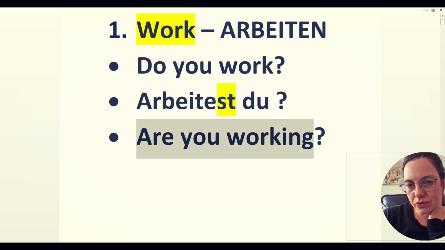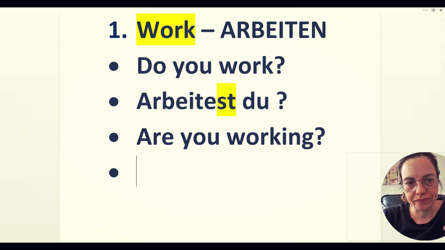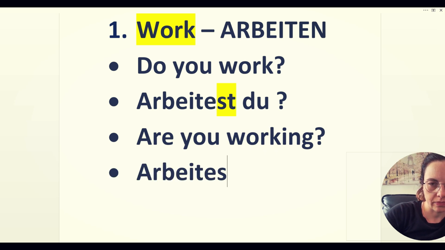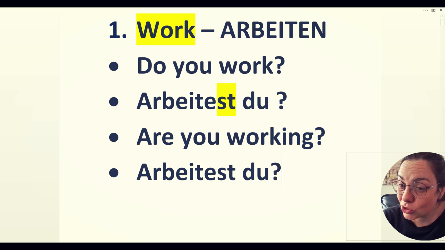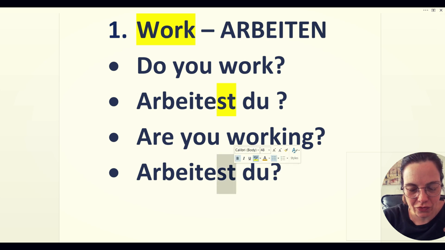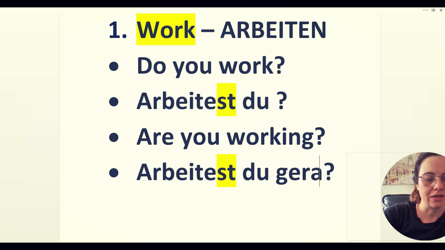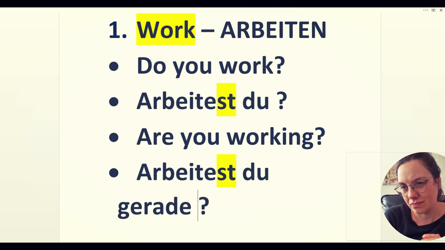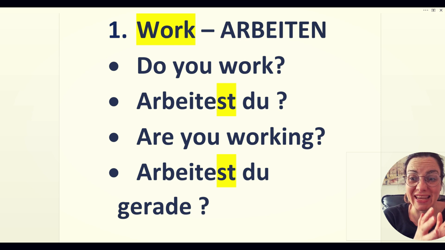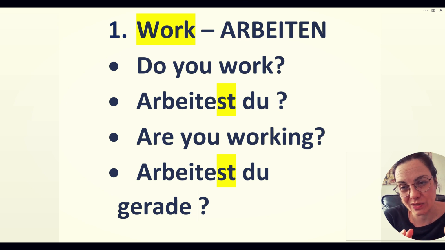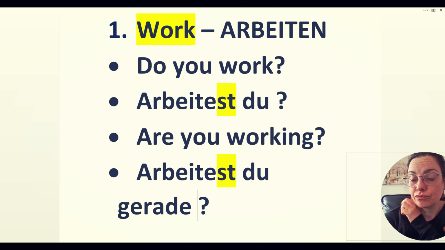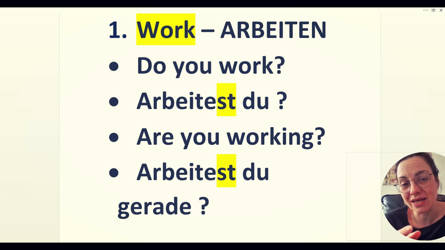And this one, are you working, like at the moment, would be arbeitest du. Okay, we can add here gerade. It's like at the moment. Arbeitest du gerade would be like, are you working now at this moment? And arbeitest du in general. Do you work? Hast du eine Arbeit? Arbeitest du? But anyway, do you work and are you working? The same thing. Arbeitest du.